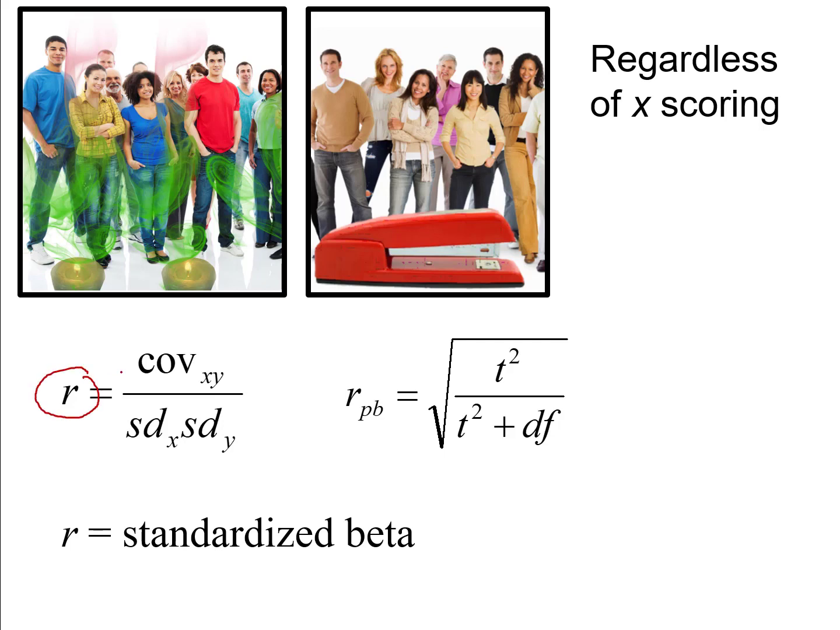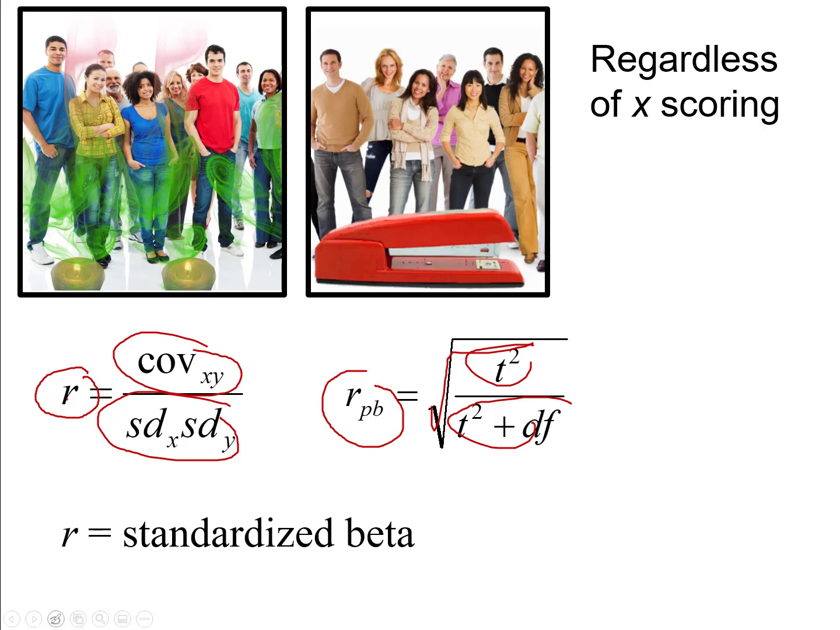We can get the correlation by calculating the covariance between x and y, dividing that by the product of two standard deviations. That will give us a correlation. Or if we've done a t-test, we can take our t squared divided by t squared plus degrees of freedom, take the square root, and that will give us the exact same correlation.